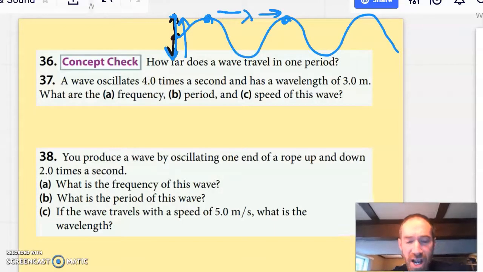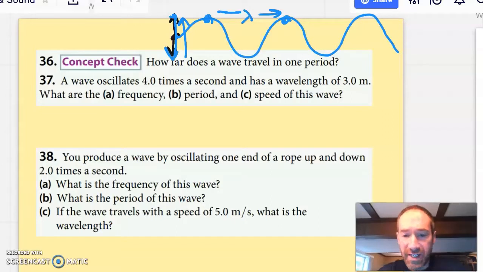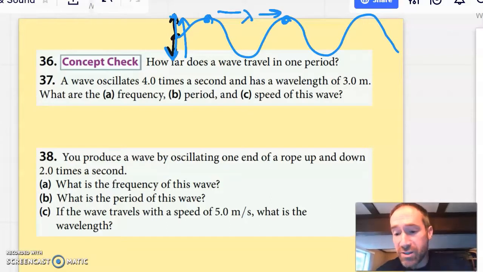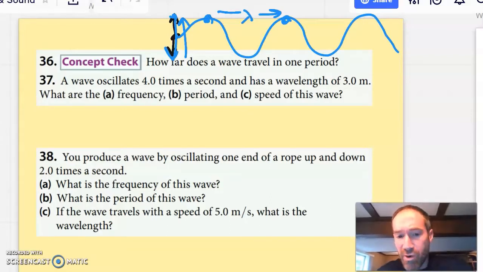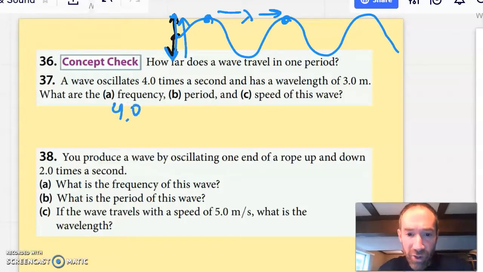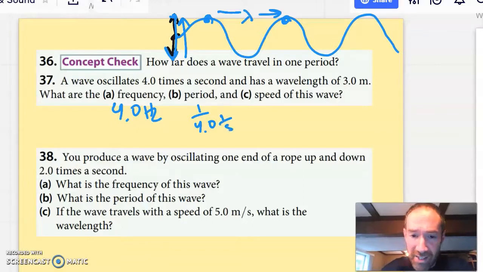Number 37 says a wave oscillates 4 times a second and it has a wavelength of 3 meters. What's the frequency? Well, the 4 times per second is the frequency. Remember, the frequency is the number of repetitions, the number of cycles, the number of oscillations you have in a given time interval. And so that frequency is going to be 4 hertz. The period is the reciprocal of that. And so I can just simply take the reciprocal of the 4 hertz and make that 1 over 4. Unit is 1 over 4 and 1 over second, and so that's going to be 0.25 seconds.